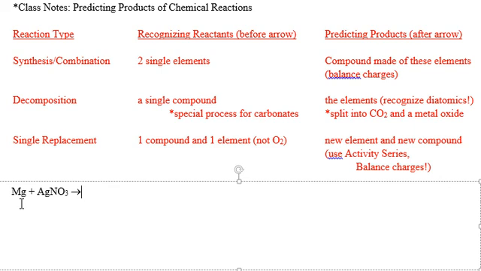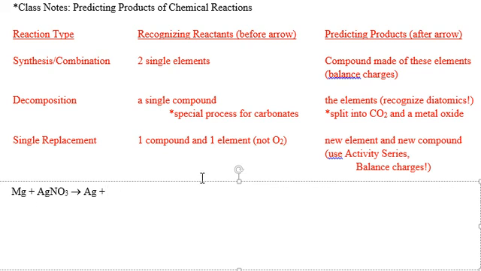Find magnesium and find silver. The only way that this reaction can happen is if magnesium is more reactive than silver. Otherwise, silver is going to say, no way, you can't steal my partner. You're not reactive enough. Okay? And in this case, magnesium is much higher on the activity series than silver, so it will steal silver's partner, which is going to leave silver on its own on this side of the arrow, and magnesium nitrate is going to be the other product.